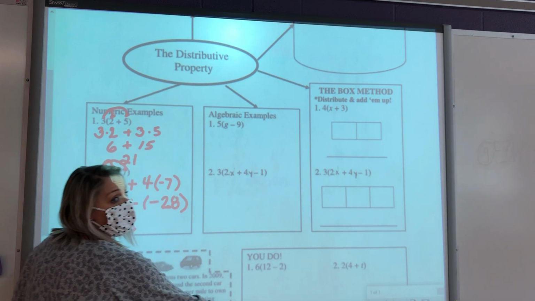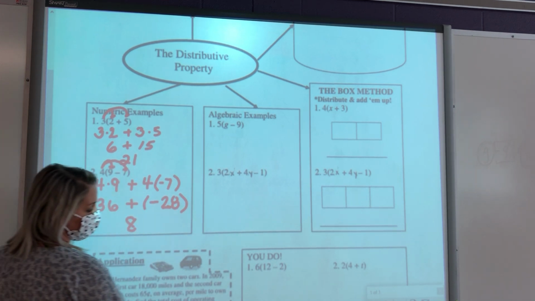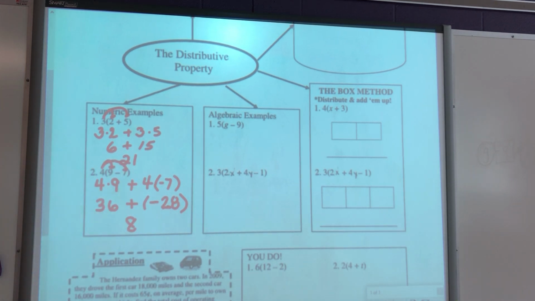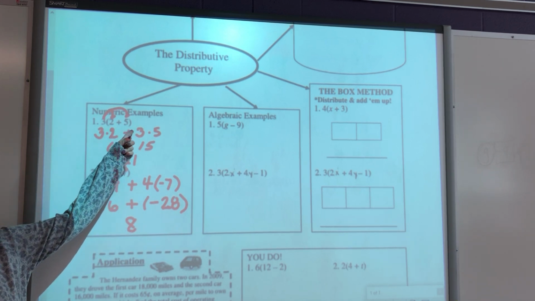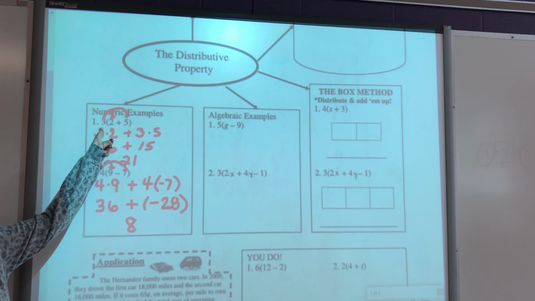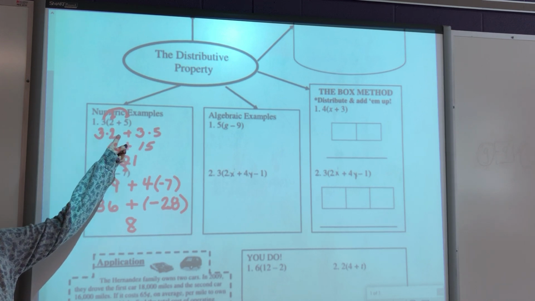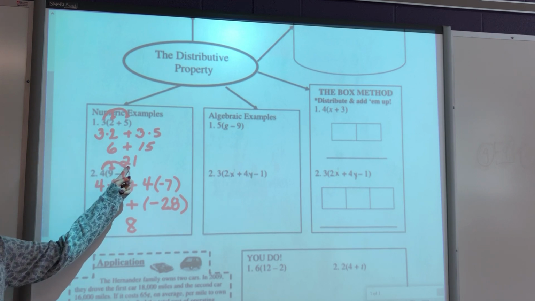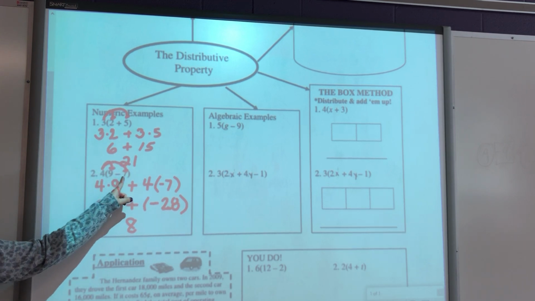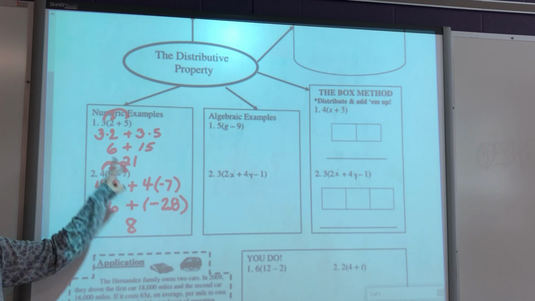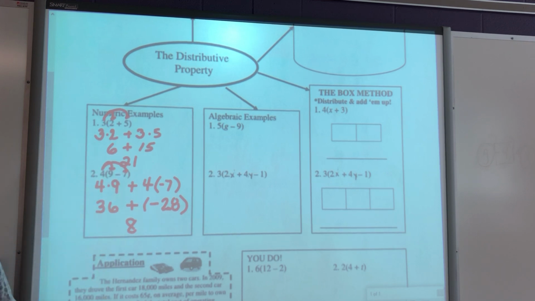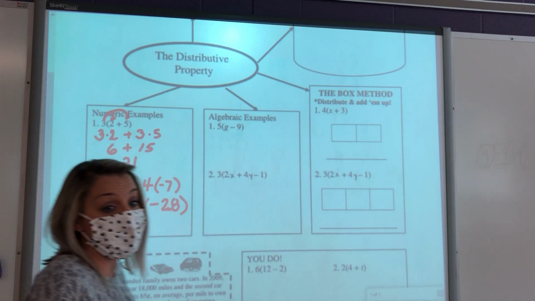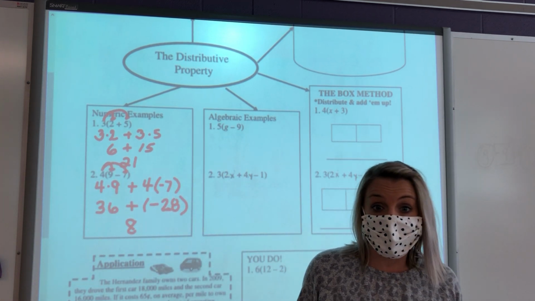Now, someone in the earlier class asked me, Mrs. Zadick, that is so much work. Why can't I just add 2 plus 5 and then multiply it by 3? 2 plus 5 is 7. 7 times 3 is 21. 9 minus 7 is 2. 2 times 4 is 8. And I said, Mason, that's an excellent question. I agree, right? Follow the order of operations, right?